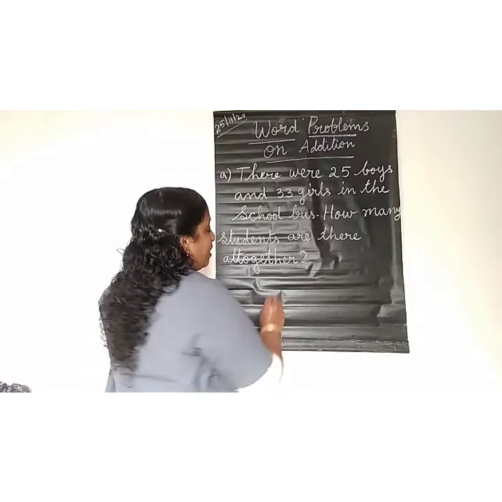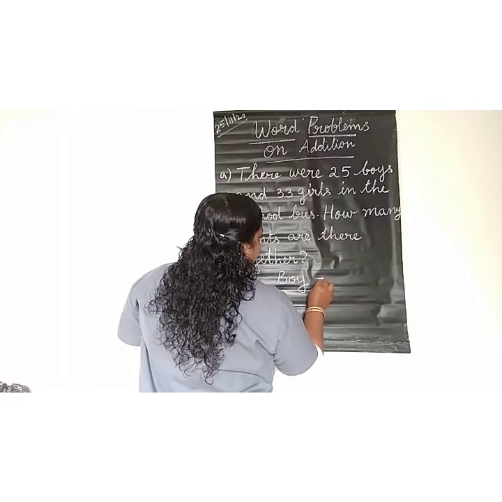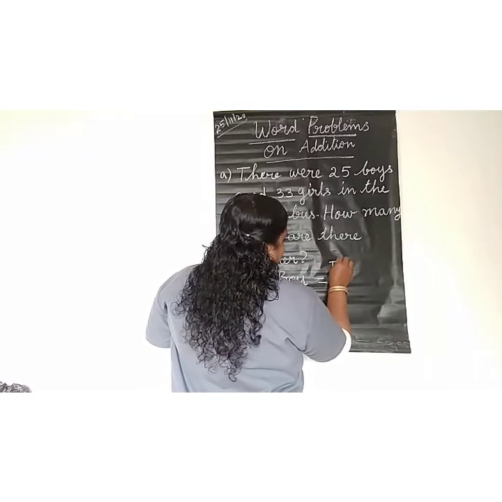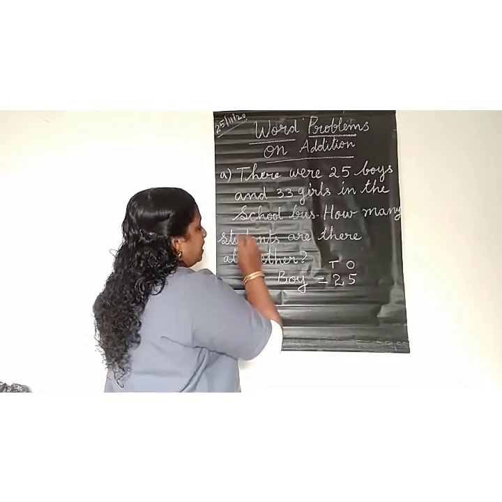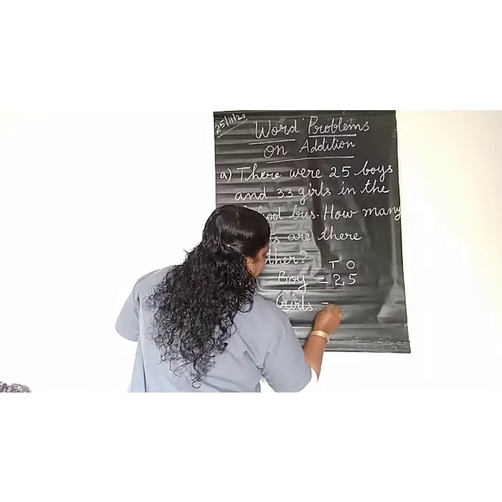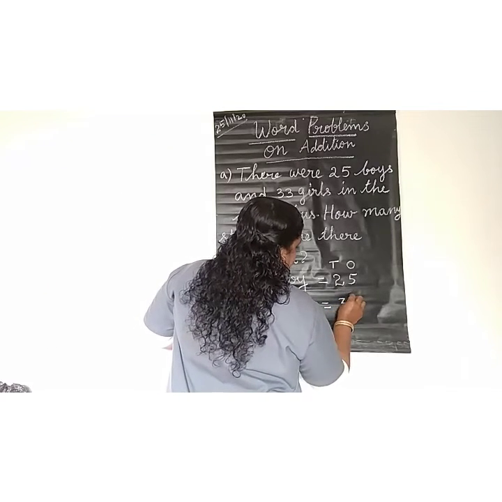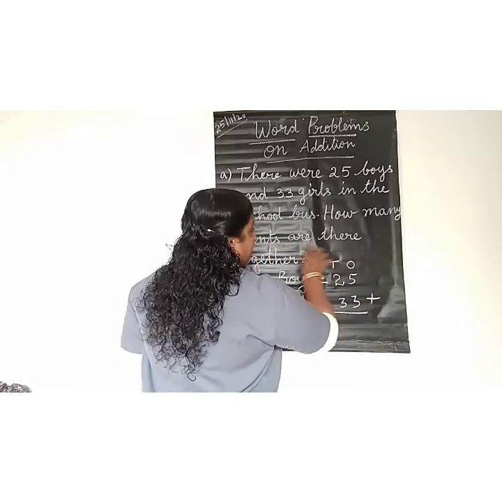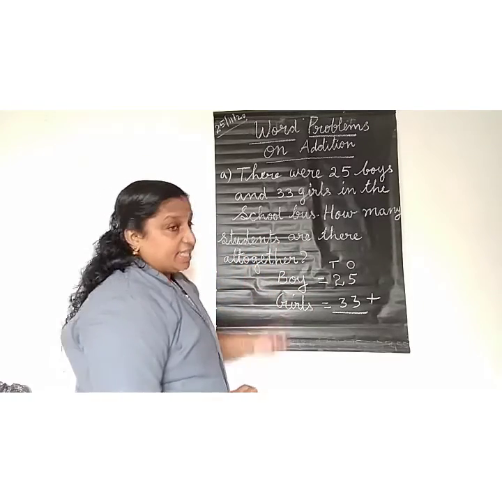So what will you do? How many boys are there? First take boys. How many boys are there? Yes, 25 boys are there. Tens and ones: in ones place 5 and tens place 2. And how many girls are there? Next one, girls. Yes, 33: 3 tens and 3 ones. Altogether means plus sign. How many students are there altogether?